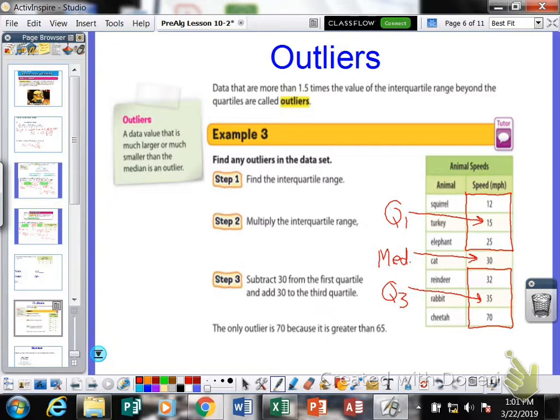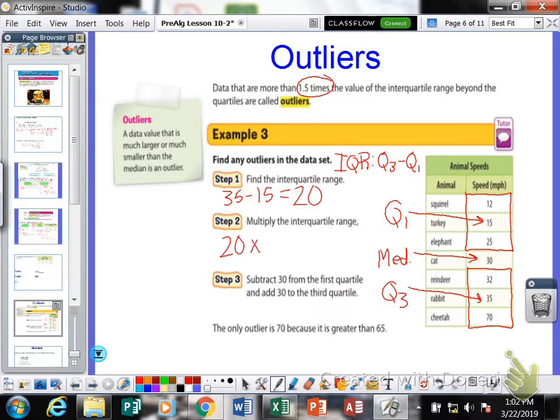Okay, so find our IQR again. IQR is Q3 minus Q1. So we have our Q3 in this case is going to be 35 minus our Q1, which is 15. And that's going to give me an IQR of 20. So my IQR is 20. So now I want to multiply the interquartile range by 1.5.